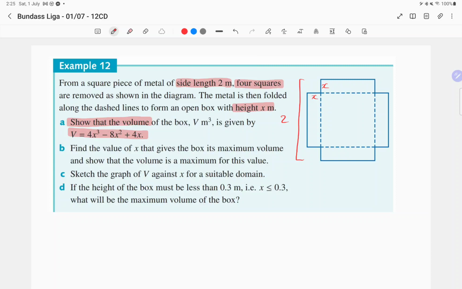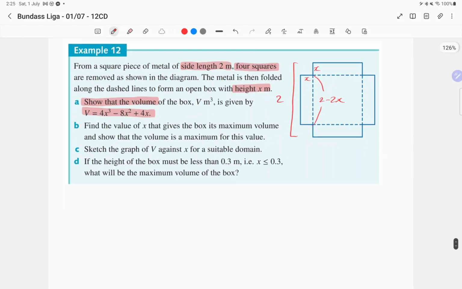Can we find the base of the box? 2 minus 2x. Yes, very good. This is 2 minus 2x. Right? Yeah? So then for question A, volume would be equals to 2 minus 2x, and then you got to times it by itself, right? Because it's a square base, right? Times 2 minus 2x, and then you times it by x again, which is the height.